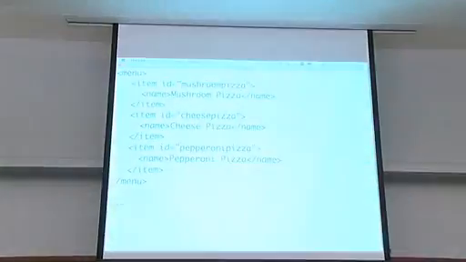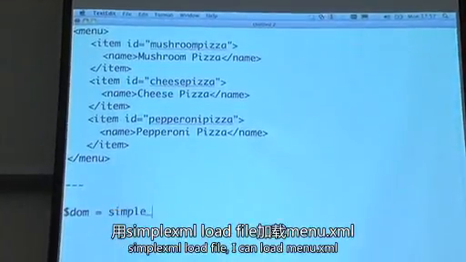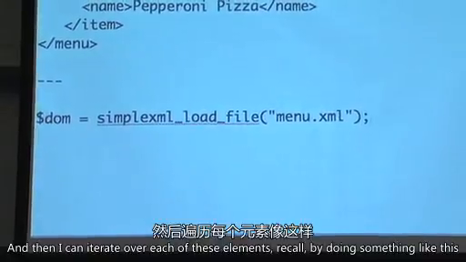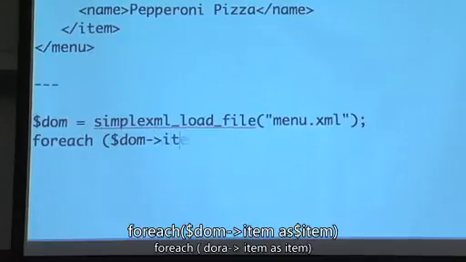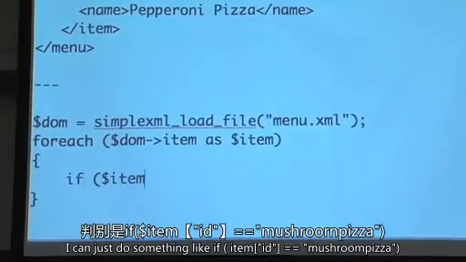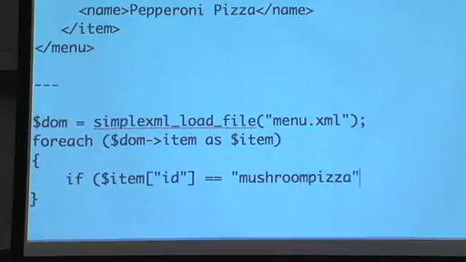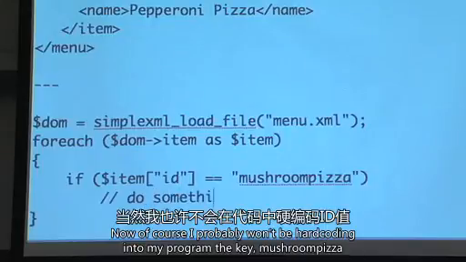So now let's change contexts, and let's pretend we're back in PHP mode from last week. I might do this simple XML load file. I can load menu.xml, and then I can iterate over each of these elements. Recall by doing something like this. For each DOM item as item, I can just do something like if item ID equals mushroom pizza, then go ahead and do something. Now, of course, I probably wouldn't be hard coding into my program the key mushroom pizza.